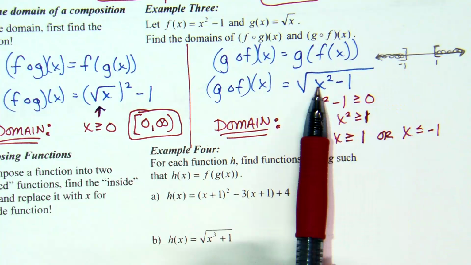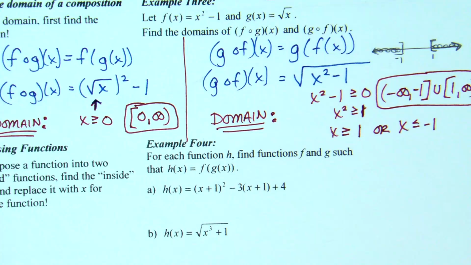Okay? Can you write this in interval notation? Okay, negative infinity to negative 1, union 1 to infinity. And they are brackets, yes.